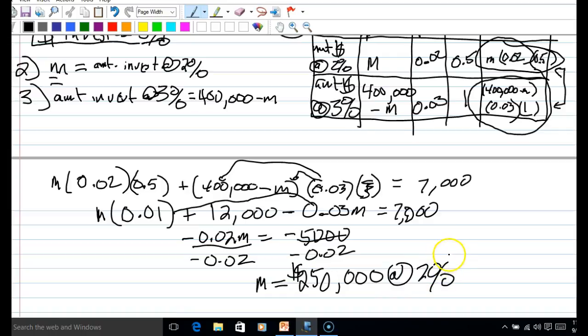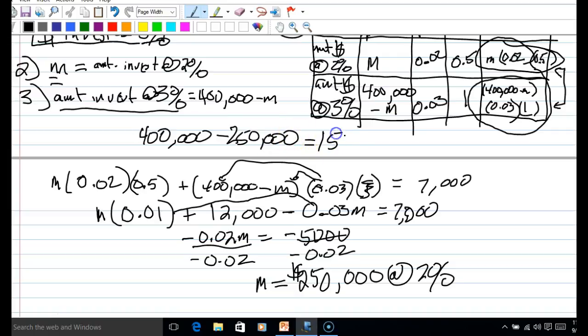Now, if I want to find the amount of money that she invested at 3%, then I simply go back up to step 3, where I precisely defined the amount of money that she invested at 3%. So that would be 400,000 minus M. M here is 250,000. So that tells me that she invested 150,000 at 3%.